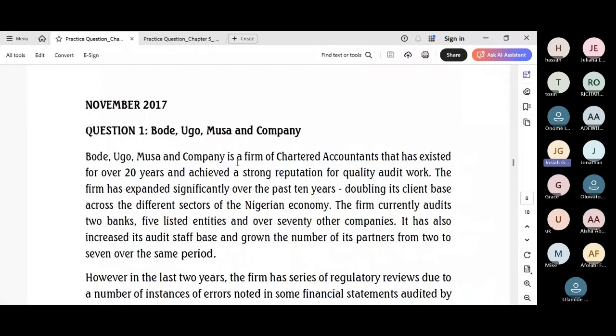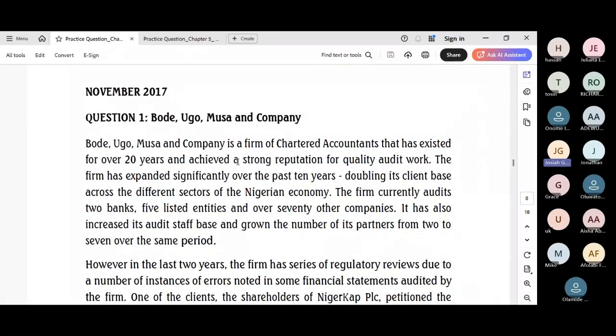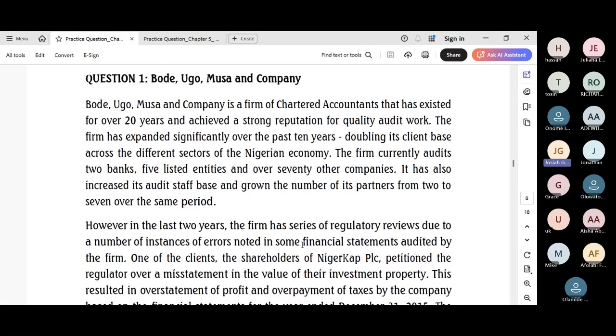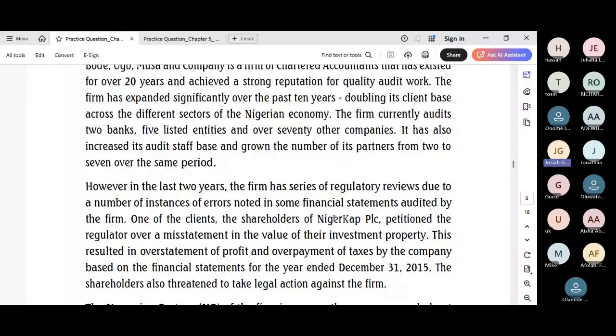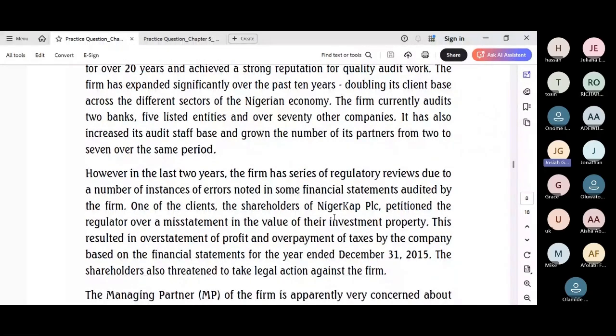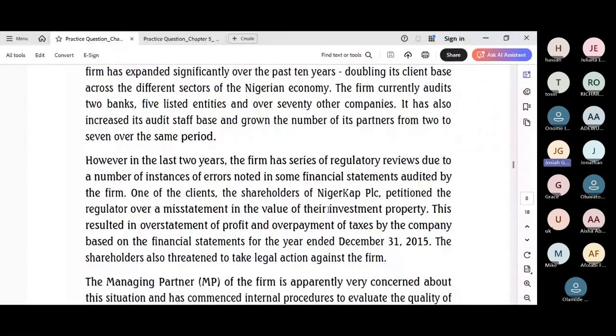Okay, so let's look at the November 2017 question 1 on Bode, Ugo, and Musa Company. The question reads: Bode, Ugo, Musa and Company is a firm of chartered accountants that has existed for over 20 years and achieved a strong reputation for quality audit work. The firm has expanded significantly over the past 10 years, doubling its client base across different sectors of the Nigerian economy. The firm currently audits 2 banks, 5 listed entities, and over 70 other companies. It has also increased its audit staff base and grown the number of its partners from 2 to 7 over the same period.